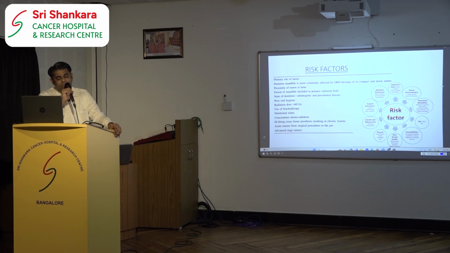Poor nutrition is also a risk factor for ORN. Concomitant chemoradiation: if you compare only radiation versus chemoradiation, across all series chemoradiation has been shown to have a higher incidence of ORN. Injury to the jaw immediately in the post-radiotherapy period can precipitate ORN, so avoid doing any dental procedures for at least 6 months to a year post-radiotherapy. Advanced stage of tumor, because of the extent of the radiation field, can also precipitate ORN.